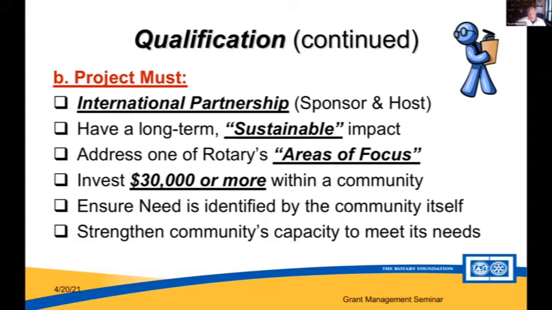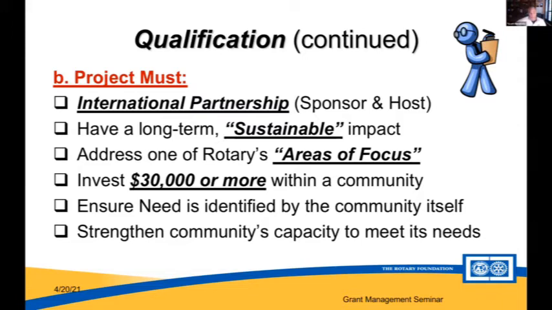Okay, an international project is required for a global grant. Global grants used to be called matching grants. Now they're called global grants for the last 3 or 4 years. And it's an international partnership because there will be a host club in the country where the project is occurring. And then there will be an international sponsor, which is typically a club from our district.